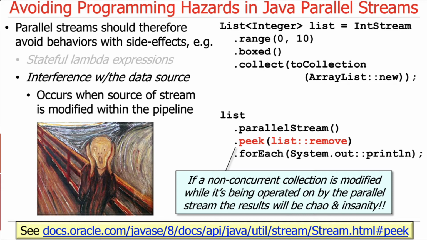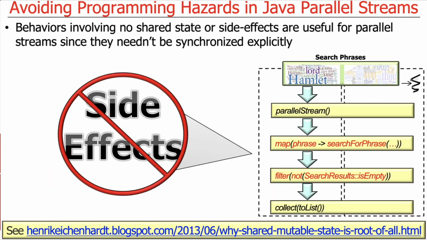It just looks at each element that comes through the stream for the purpose of logging or debugging or something. But in this particular case, we're evil, and we pass in an operation, which is the remove operation, which will have a side effect, which will remove the item from the list. Bad idea, bad news. And so what'll happen here, if we end up running this in parallel, then the results will be chaos and insanity.